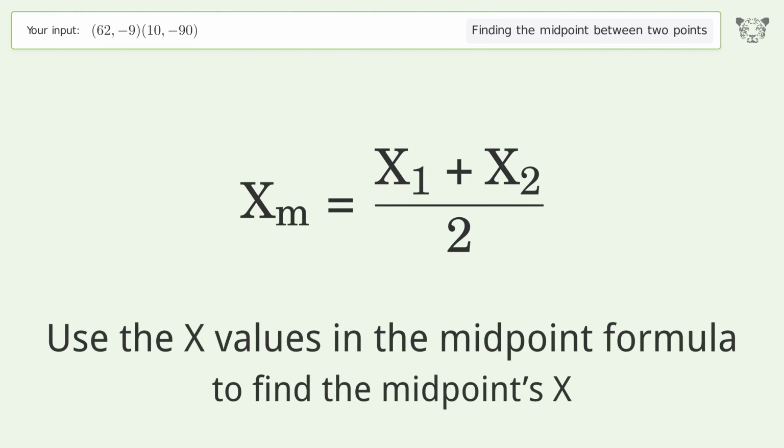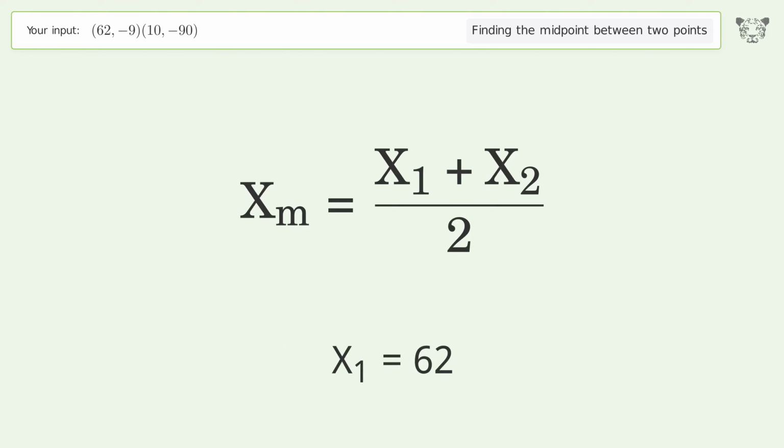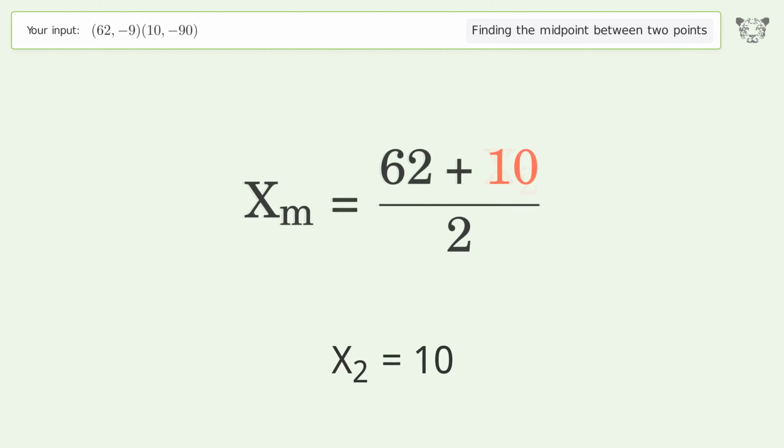Use the x values in the midpoint formula to find the midpoint's x. x1 equals 62. x2 equals 10. Simplify the arithmetic.